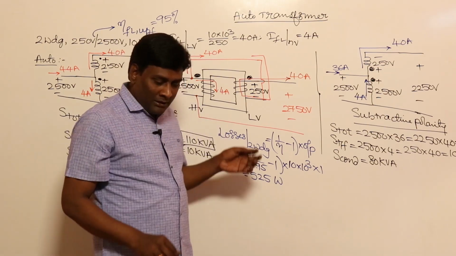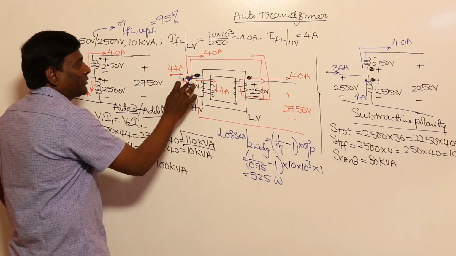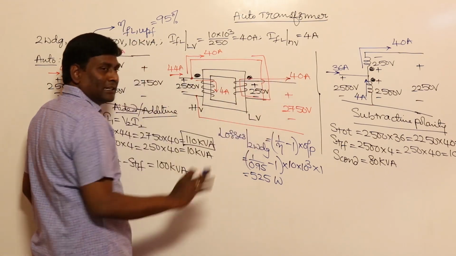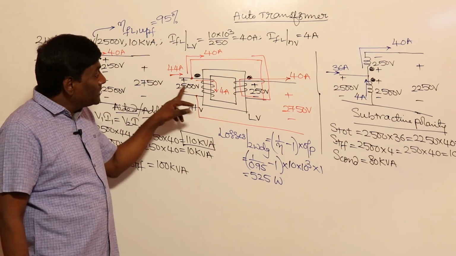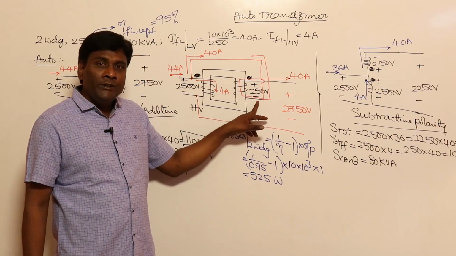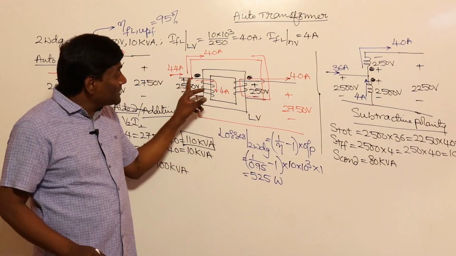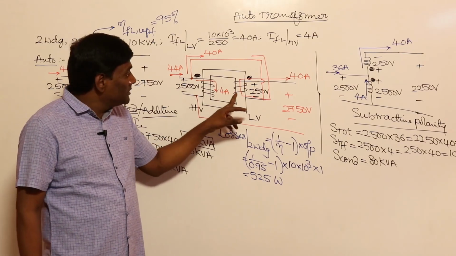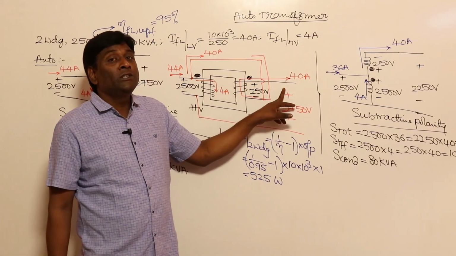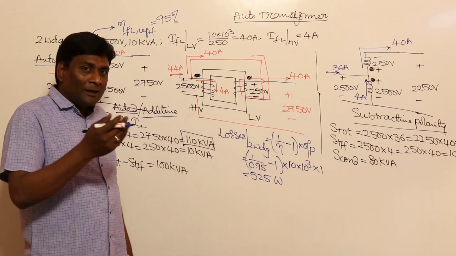For example, if I think of additive polarity as a two-winding transformer, forget about this red line. As a two-winding transformer, how much is the applied voltage here? 2500. How much is the voltage existing across this? 250. As a two-winding transformer at full load, how much current will flow through the winding? 4 amperes. How much current would flow through these windings? 40 amperes. Now forget about the two-winding, let us come back to auto.